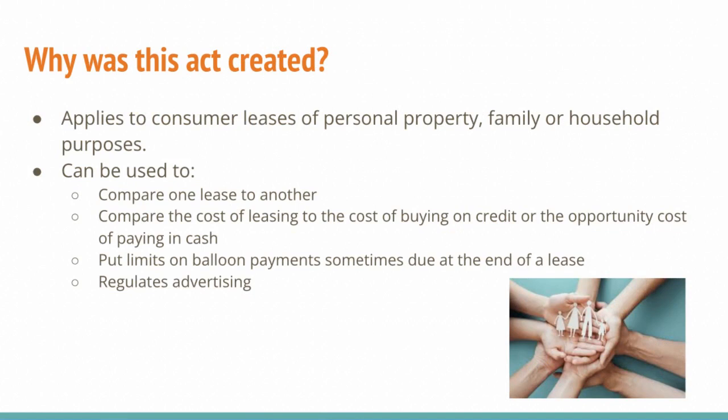lease. It applies to consumer leases of personal property, family, or household purposes, and can be used to compare one lease to another to find the best fit for you or your family, compare the cost of leasing to the cost of buying on credit, or the opportunity cost of paying in cash to see which one would benefit you more, putting limits on balloon payments, sometimes due at the end of a lease, and regulating advertising.